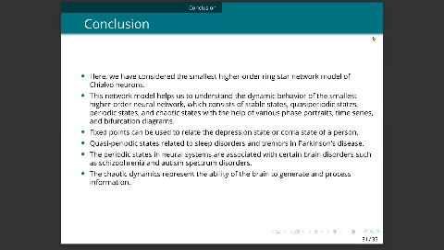With respect to a neural network, we can say that a fixed point can relate to a state of depression or a coma state in a person. A quasi-periodic state can be related to some sleep disorders or tremors in Parkinson's disease. A periodic state in a neural system is associated with certain brain disorders such as Alzheimer's, schizophrenia, and autism spectrum disorders. And chaotic dynamics represent the ability of the brain to generate and process information.